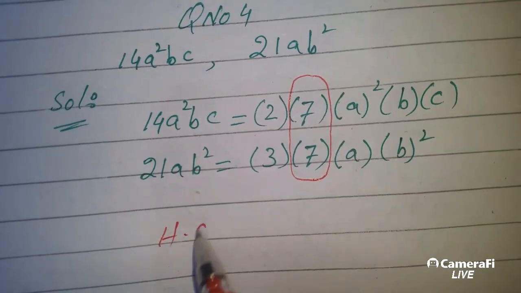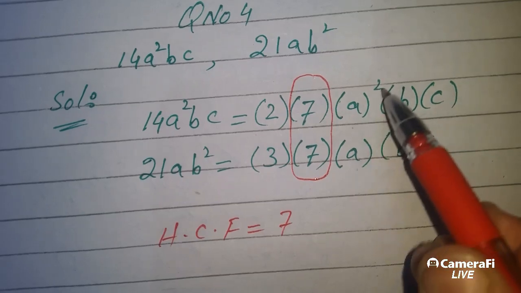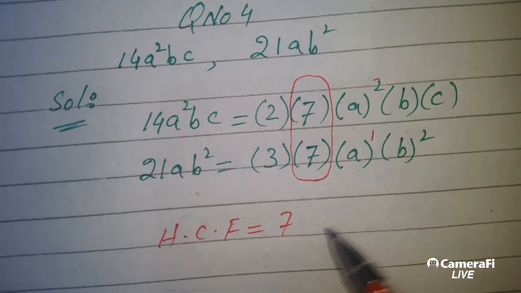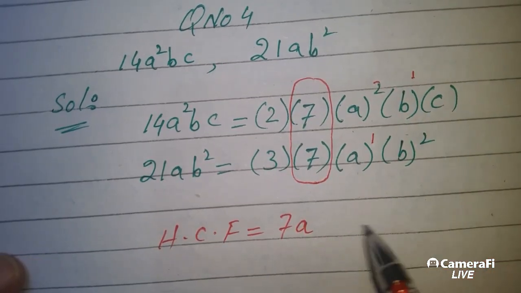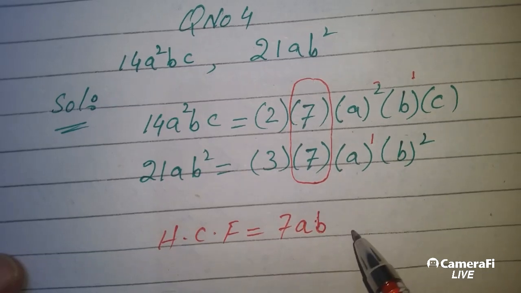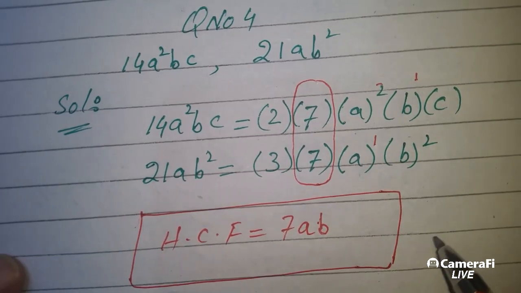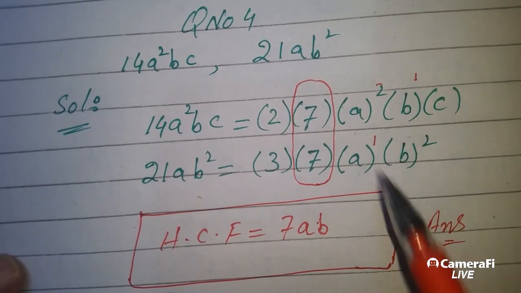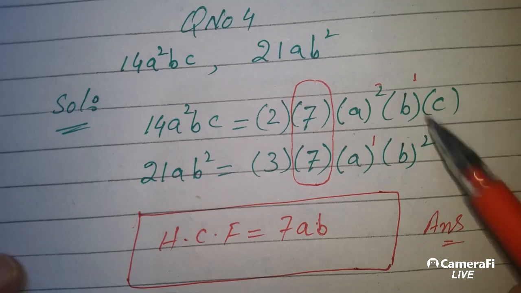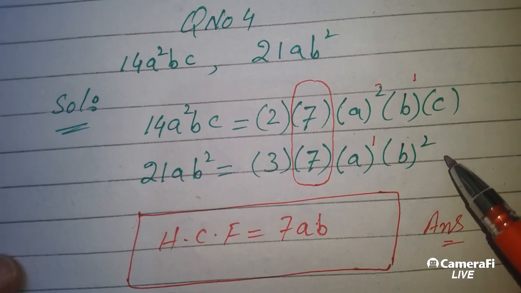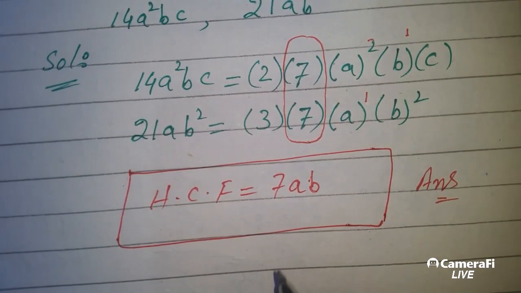7 is common. Then here a raised to power 2 and here a raised to power 1, so a raised to power 1 is a common factor. Here b raised to power 1 and b raised to power 2, so b raised to power 1 can be taken as a common factor. Always take the smallest power which is common in both. c is here but not in the second term, so c cannot be included as a common factor. This is the answer to the problem.